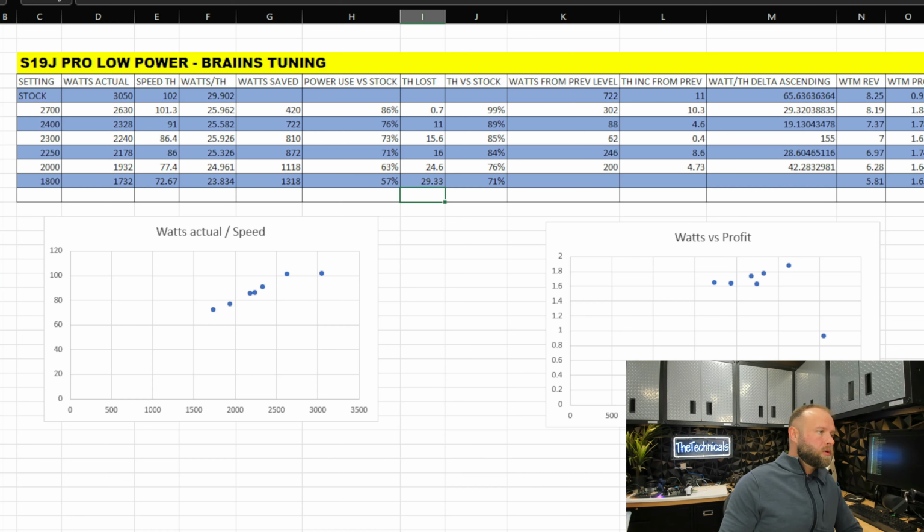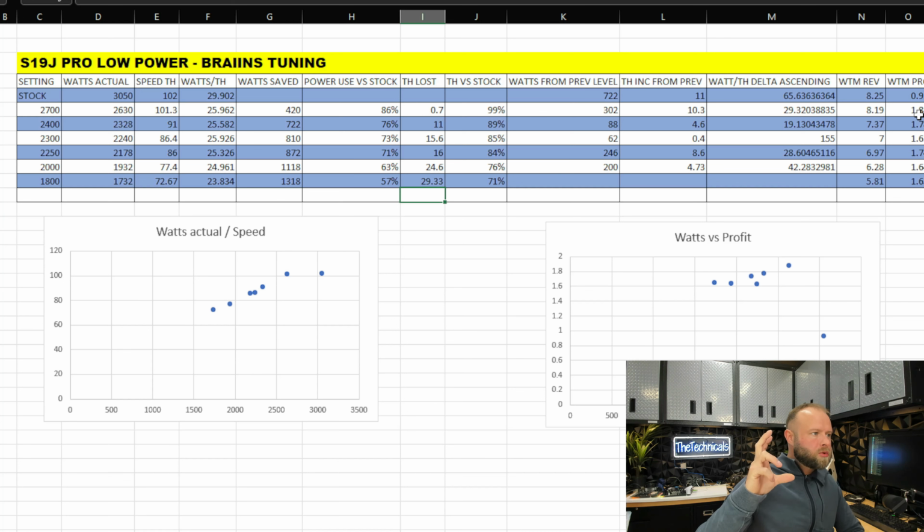If we swap back over to our chart here, you can very clearly see what to mind. The total revenue at the stock setting as of right now, 3050 watts, 102 terahash. What to mind says our revenue is gonna be $8.25 a day, and the total profit being 93 cents. You move down from there through my list, 2700 watts, 2400, 2300, 2250, et cetera, and you can see the total revenue kind of following a linear path, but the profit, not so much.